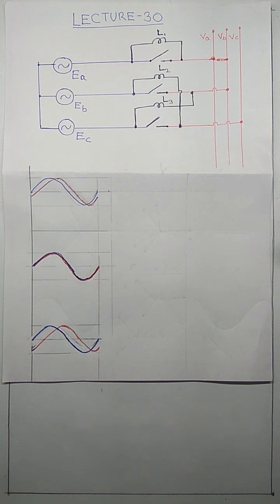On parallel operation of synchronous generators, we will understand today how to use a 3-lamp method to synchronize a synchronous machine to an infinite bus bar. Now let's look at this diagram first.